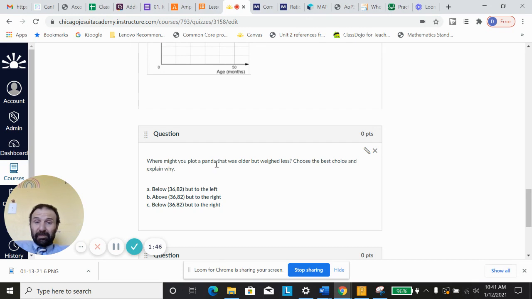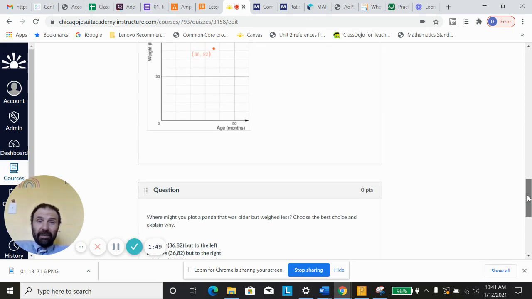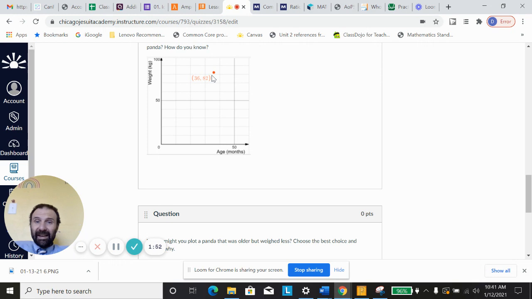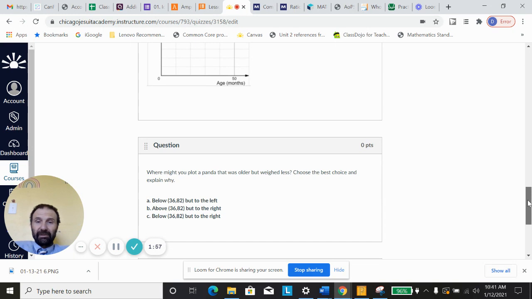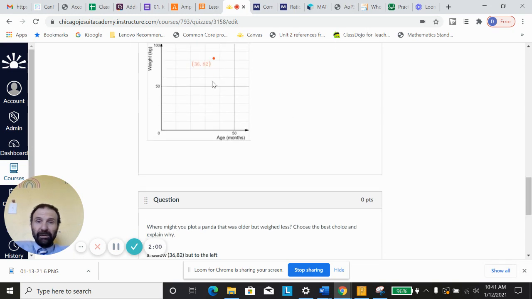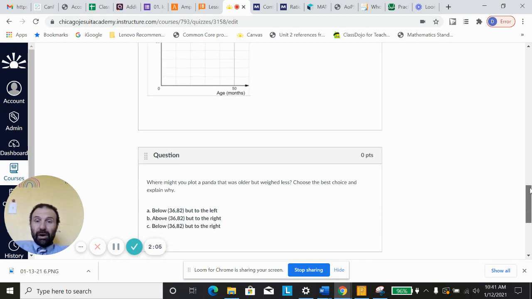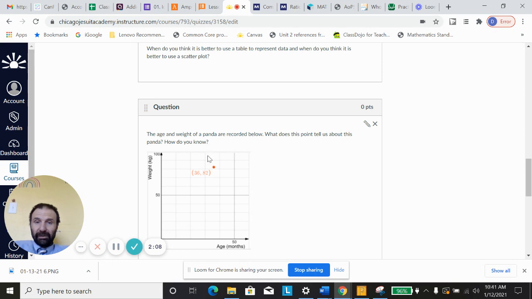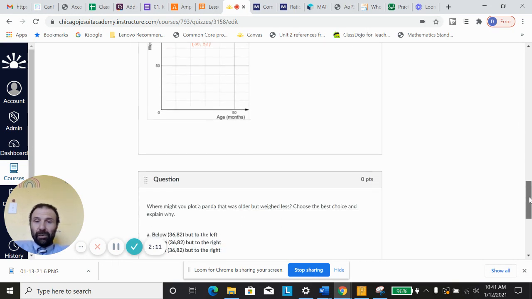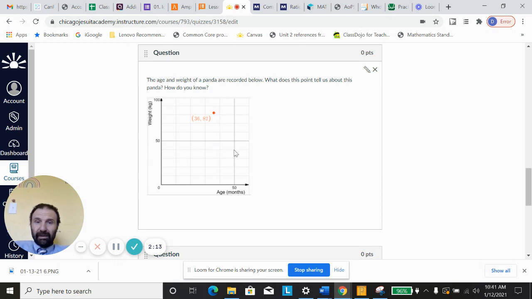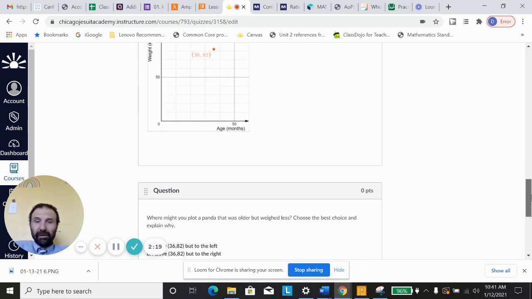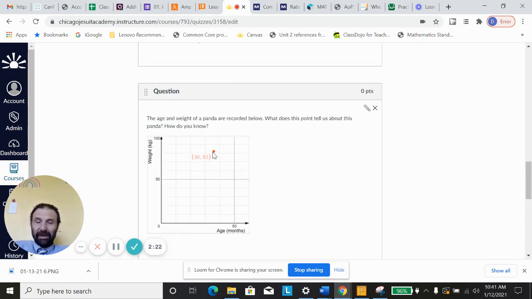Let's say you're going to plot another panda that was older than this panda, but weighed less than this panda. Where would the point for that panda go? Would it go below this point, but to the left? Would it go above this point, but to the right? Or would it go below this panda, but to the right? And again, you're looking for a panda that's older, but weighed less than this panda. Where would it be compared to the point given?